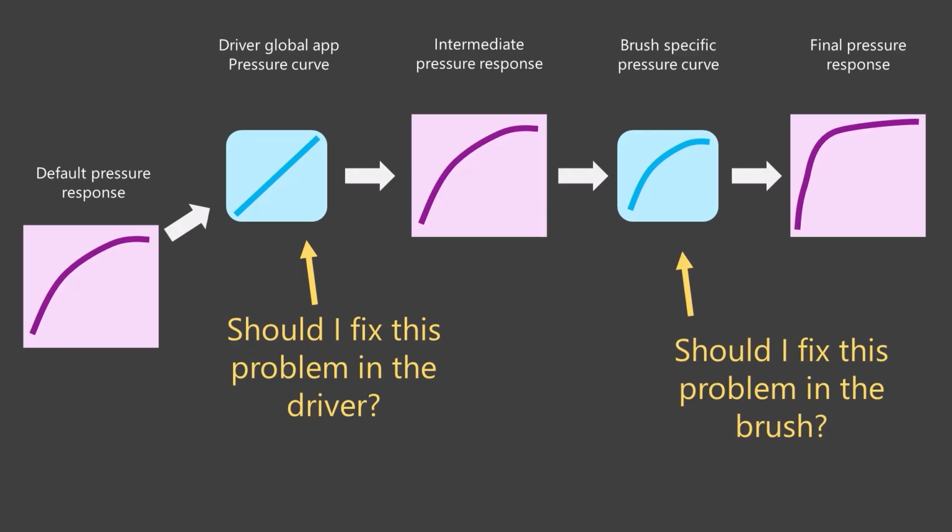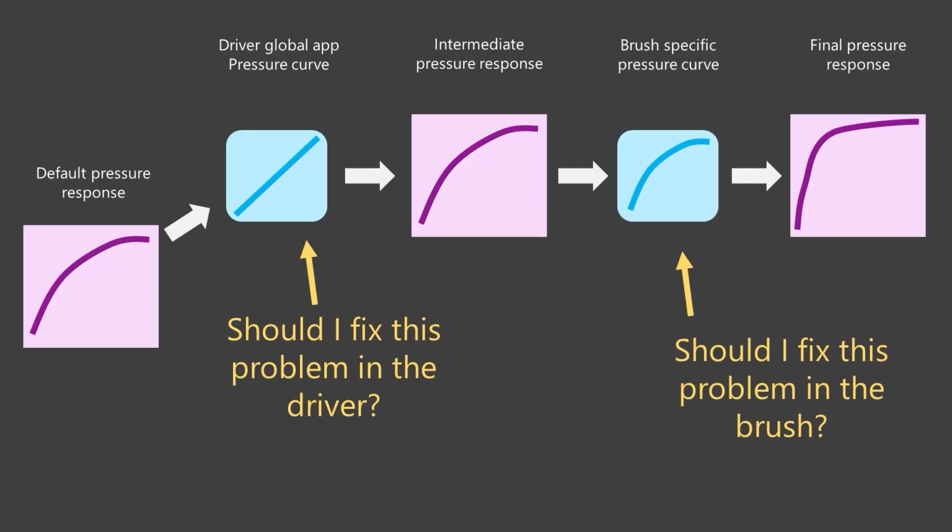Where should I fix this problem? I could just change the brush's pressure curve, or I could change the pressure curve used by the driver. Now, fundamentally, the problem is occurring because the pen has that bent up shape. And that's due to the hardware of the pen. And so I consider that a systemic issue. And really, I want to solve these kinds of systemic problems for my entire computer and for all the applications, not just for the specific brush I'm using.